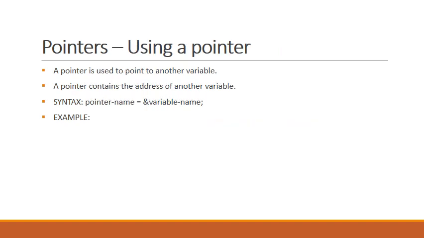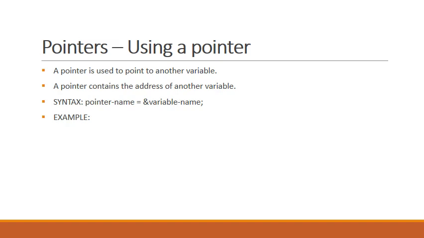How to use a pointer? A pointer can be used to point to another variable, and that is why we call it a pointer, right? It points to another variable, meaning it gives you the location or address of another variable. That is what we call a pointer.